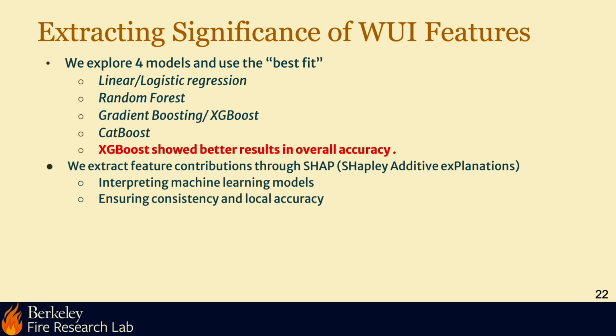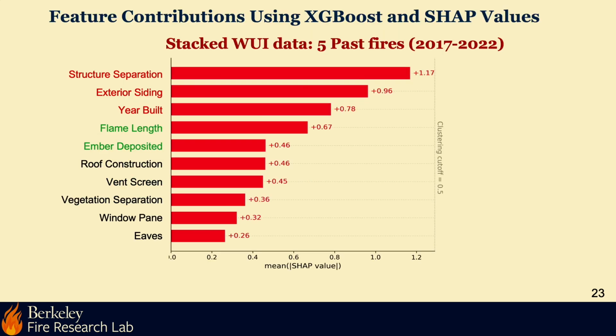And we see that XGBoost showed better results in overall accuracy, and then we ran it through a Shapley additive explanation, or SHAP analysis, to try to understand which features are most important. This is a result of the analysis where we stacked all the data from all of these. It may or may not have been expected, but structure separation is by far the most important.